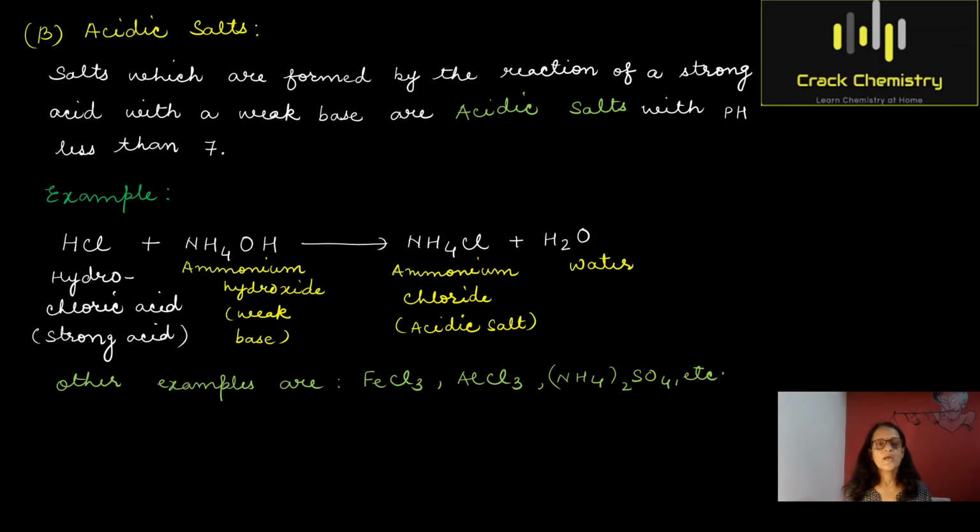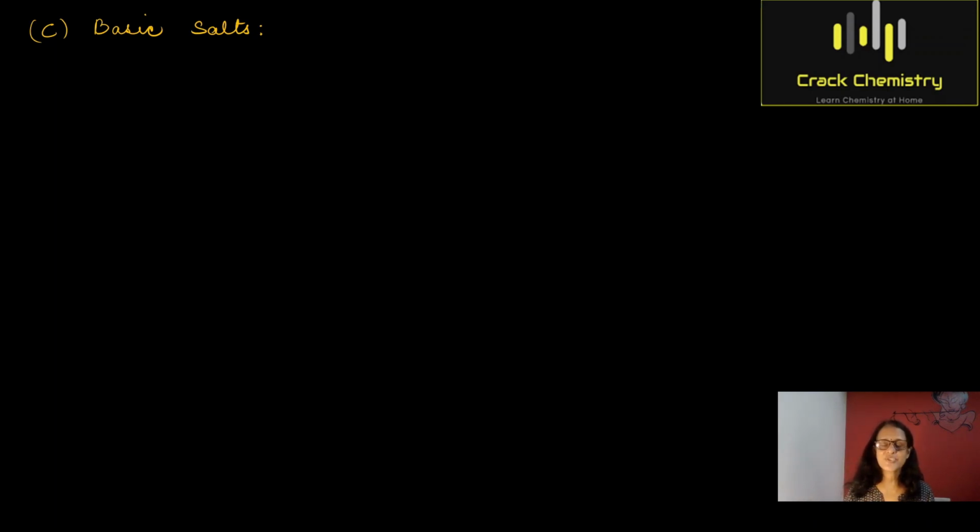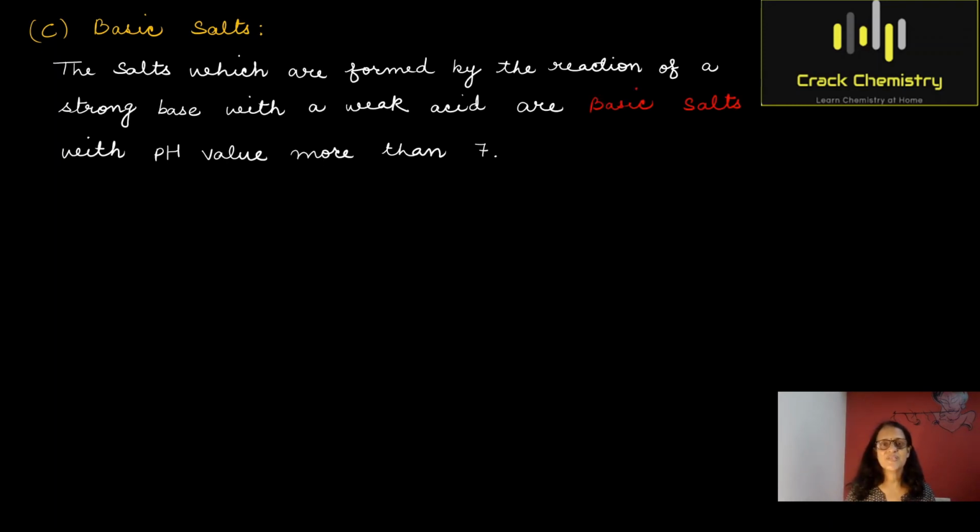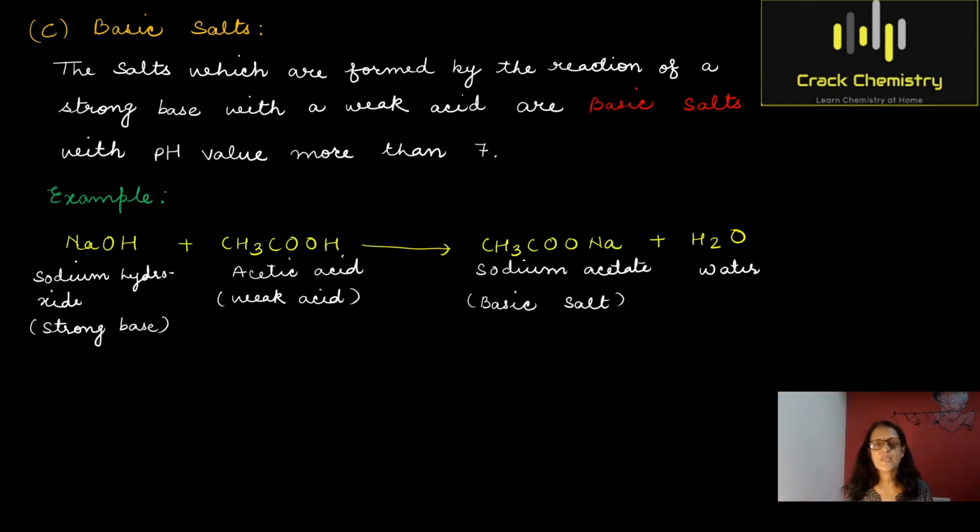Now we will discuss the third category of salts, which are called basic salts. The salts which are formed by the reaction between a strong base and a weak acid are called basic salts. Such salts have pH more than 7. One example of such a salt is sodium acetate, CH3COONa, which is formed by the reaction between a weak acid, acetic acid, and a strong base, sodium hydroxide. Other examples of such salts are sodium hydrogen carbonate, sodium carbonate, potassium acetate, etc.